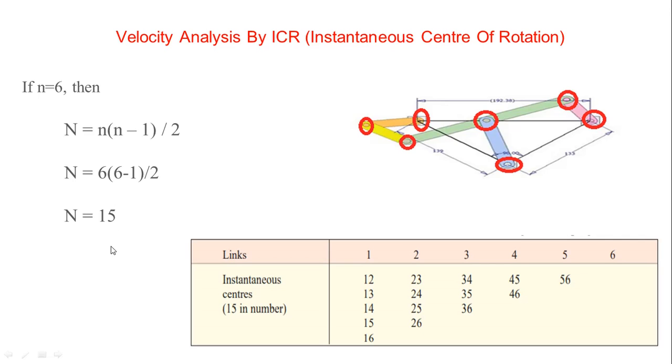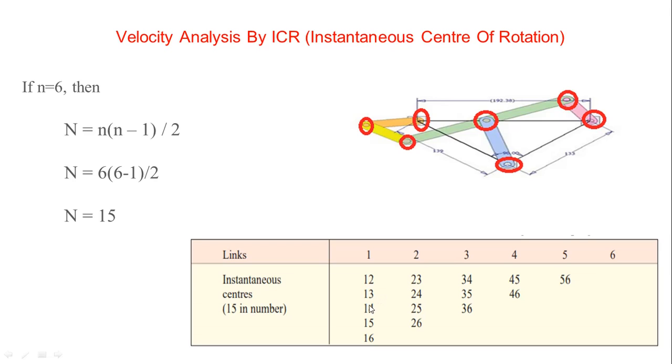Which are these 15 ICR? In this case, we are supposed to write down link number 1, 2, 3, 4, 5 and 6. What will be the ICR? Under the column of 1, every ICR has to be linked with the remaining links.